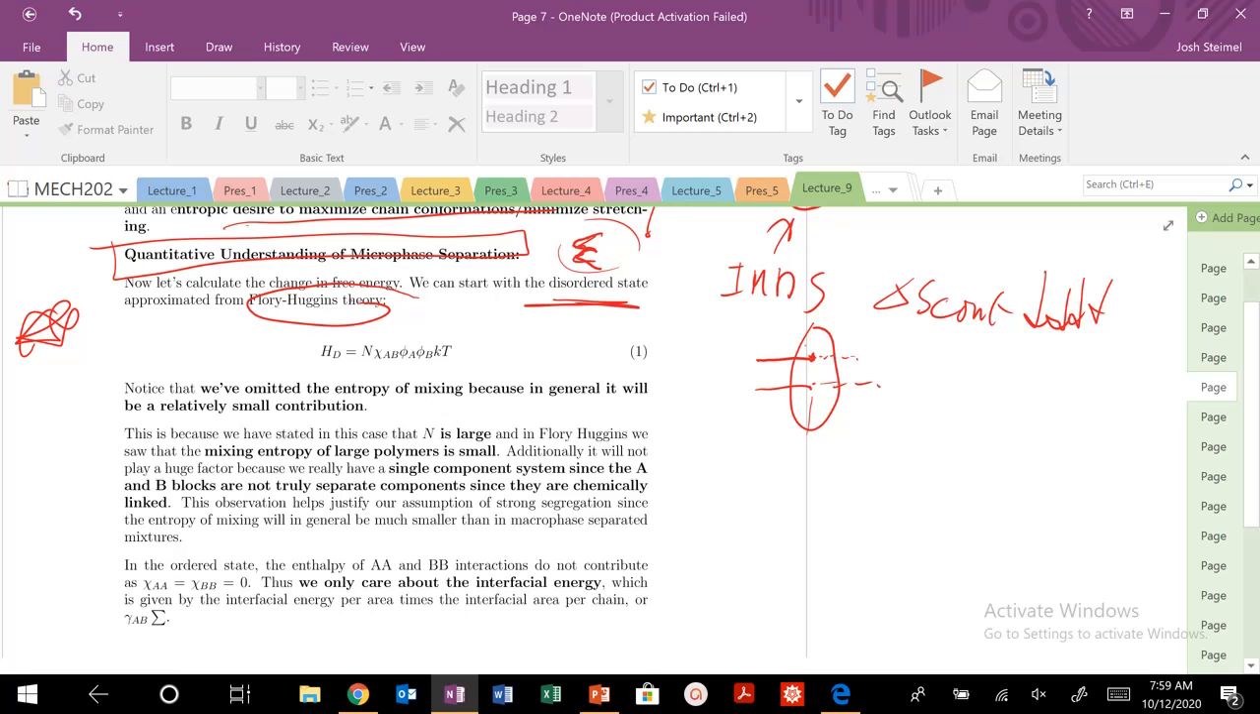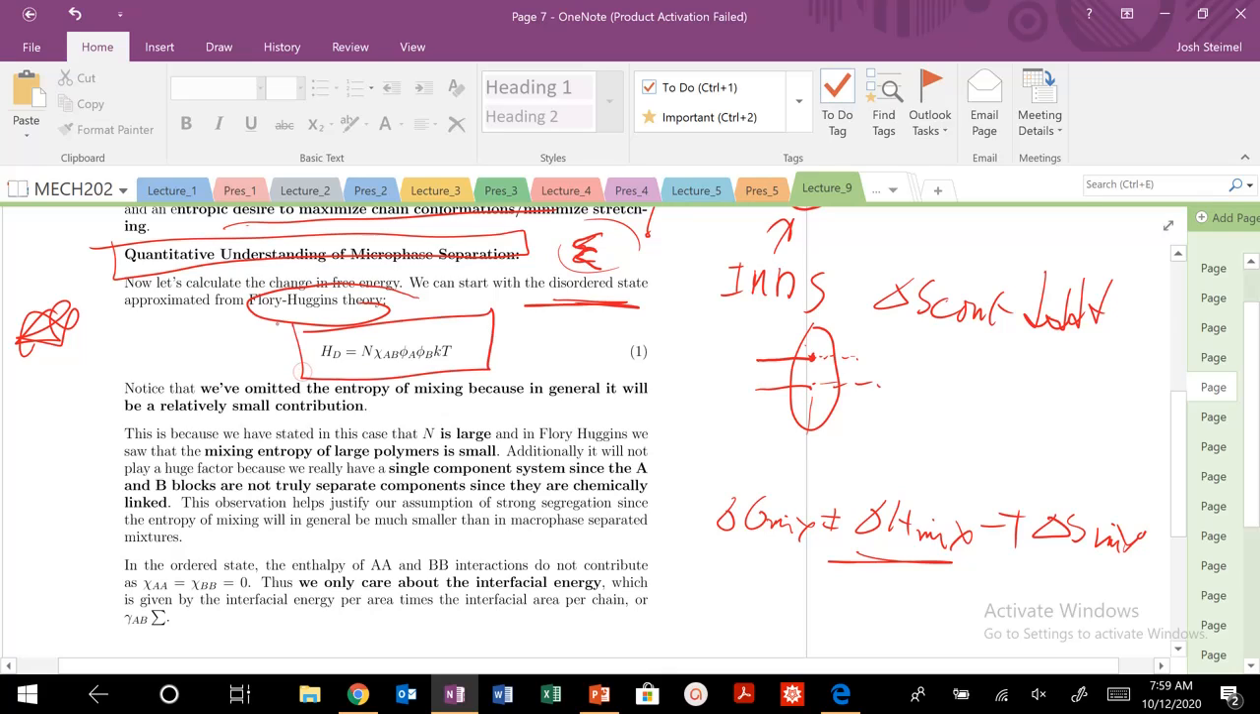We know from Flory-Huggins theory for mixing that delta G of mixing equals delta H of mixing minus T delta S of mixing. In general, it's very reasonable to keep this delta H of mixing the same as we've seen previously. You can see it right here. All we're doing is using that same mixing term, which is a very justifiable approximation to make.